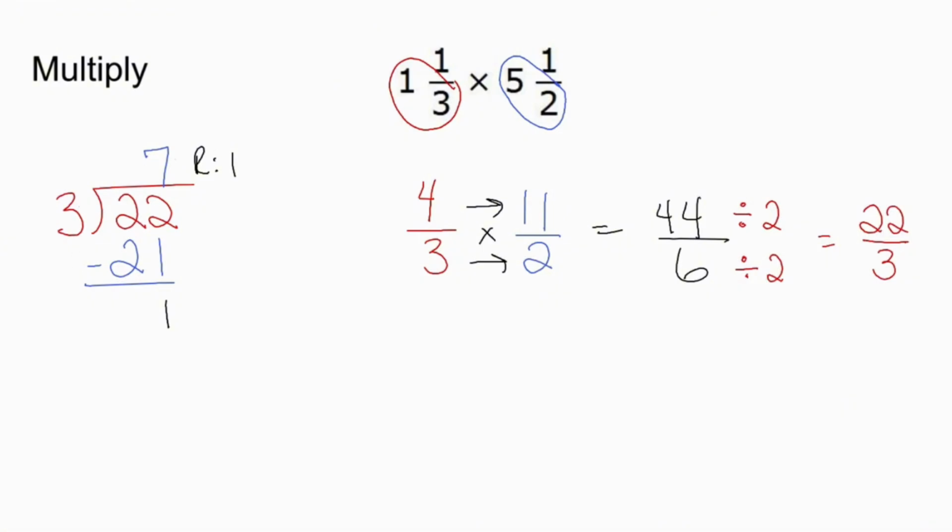How do I turn all this information into a mixed number? Well, 7 is our whole number that lives out in front. So I'm going to put 7 there. My remainder is my new numerator, and my old denominator of 3 is still going to remain my denominator. So we end up with 7 1/3. And that's our answer.